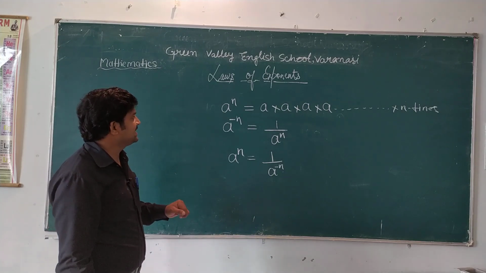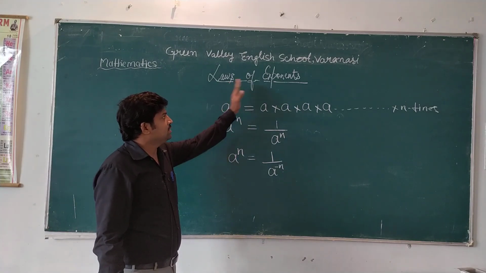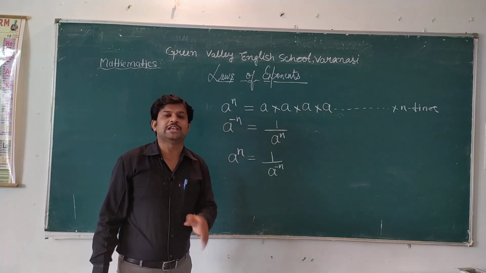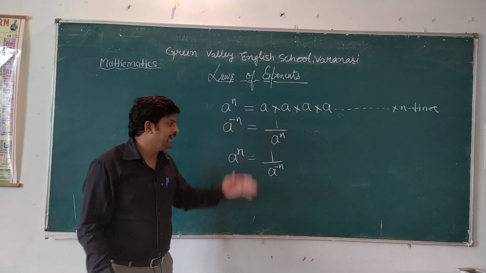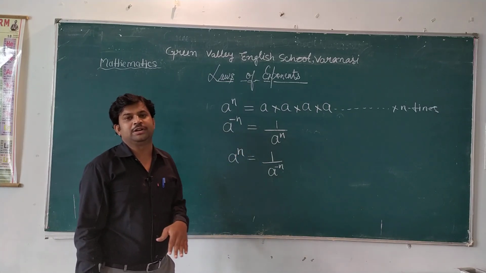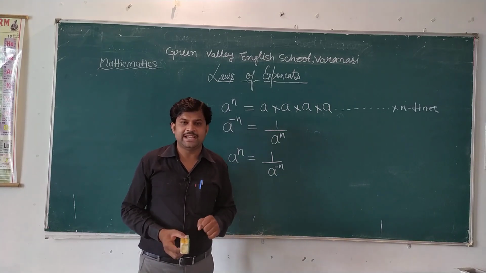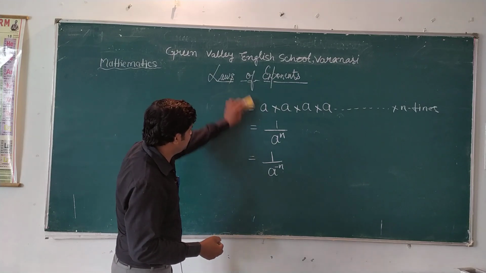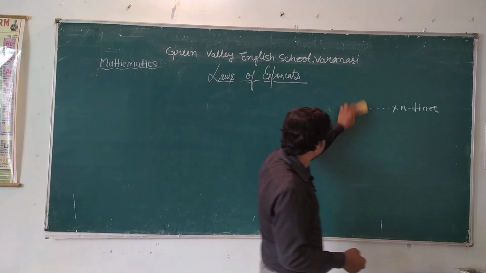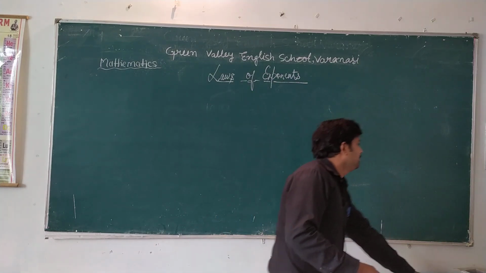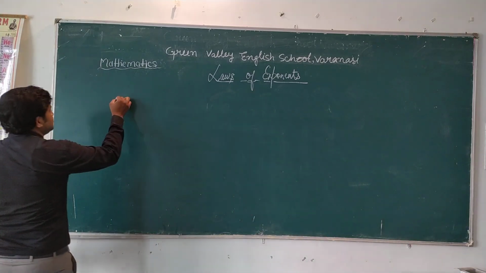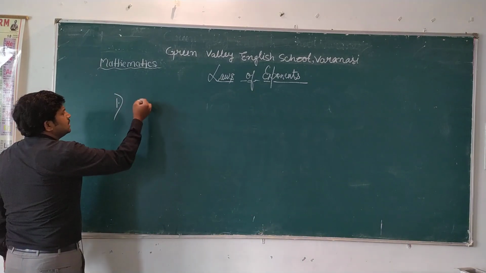When we discuss laws of exponents in the form of rational numbers, we will take a upon b form, c upon d form, and so on. It means numbers in the form of numerator and denominator. Let us start with the first law of exponents.